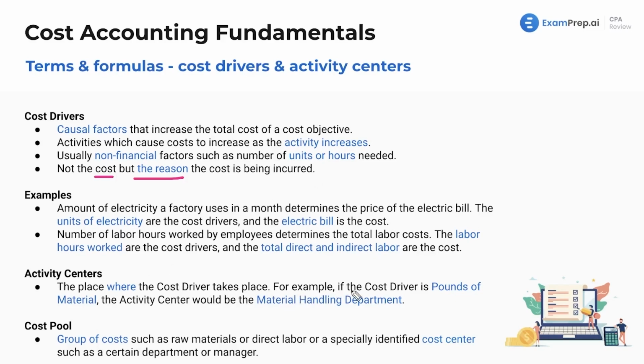For example, if the cost driver is pounds of material or hours or whatever it is, the activity center would be the material handling department. So this is just a segment, a department of the production process. Cost pool. This is a group of costs such as raw materials or direct labor or a specifically identified cost center such as certain department or manager.